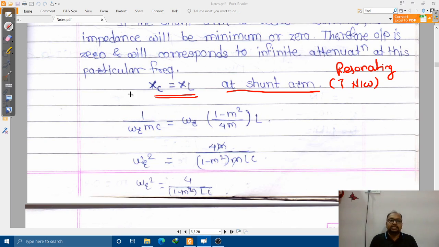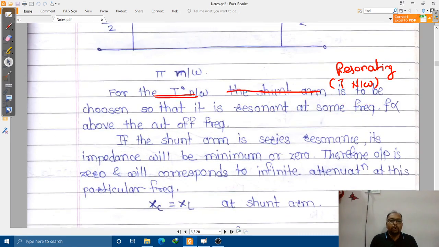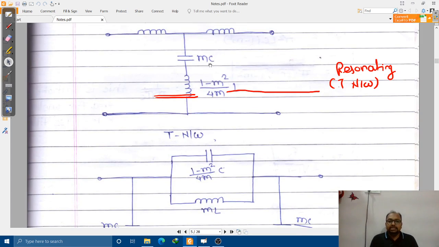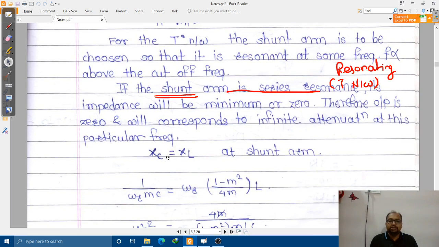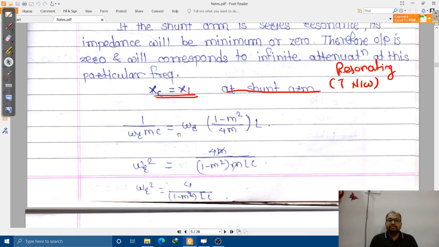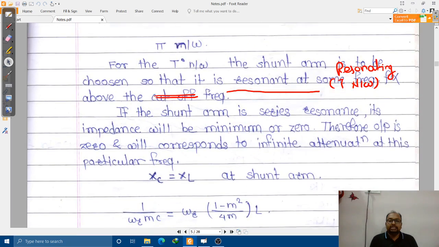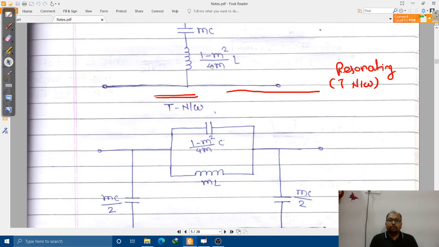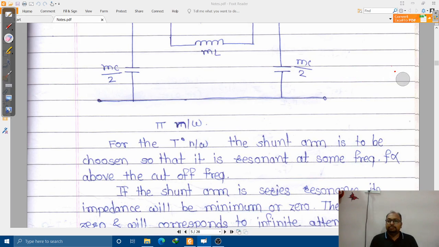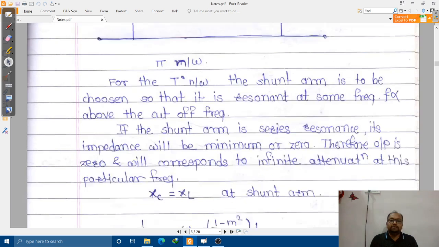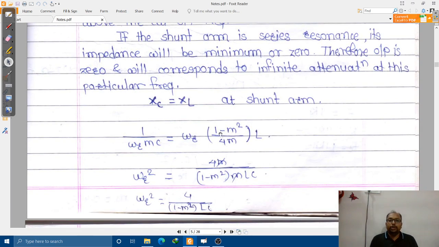So what is XC? XC is nothing but 1 upon omega C. But what is C? C is nothing but mC. So therefore 1 upon omega mC will be there, equal to omega R. What is L? L is nothing but (1 minus m square) divided by 4m into L, right? The same thing we are taking over here. So therefore omega R into (1 minus m square) divided by 4m into L, right?